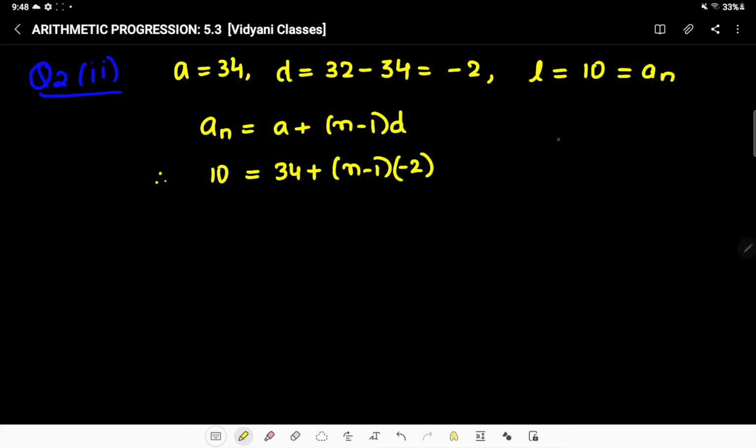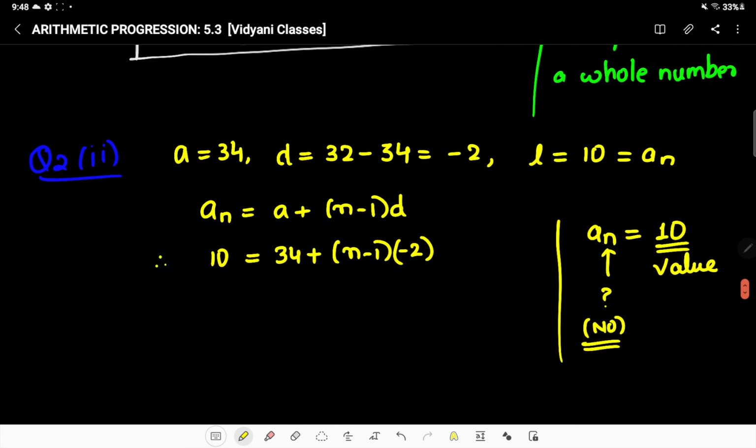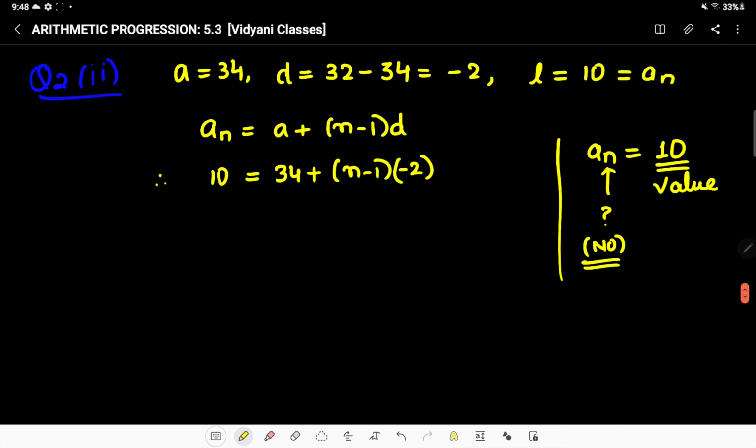Try to understand this one. Here two things are involved. When I am writing an equals 10, that means the value of an is 10. It is the value. But do you know about this n? The answer is no, you don't know about this n. So do not get confused when I am writing an or l equals 10. Fine, so let us continue.